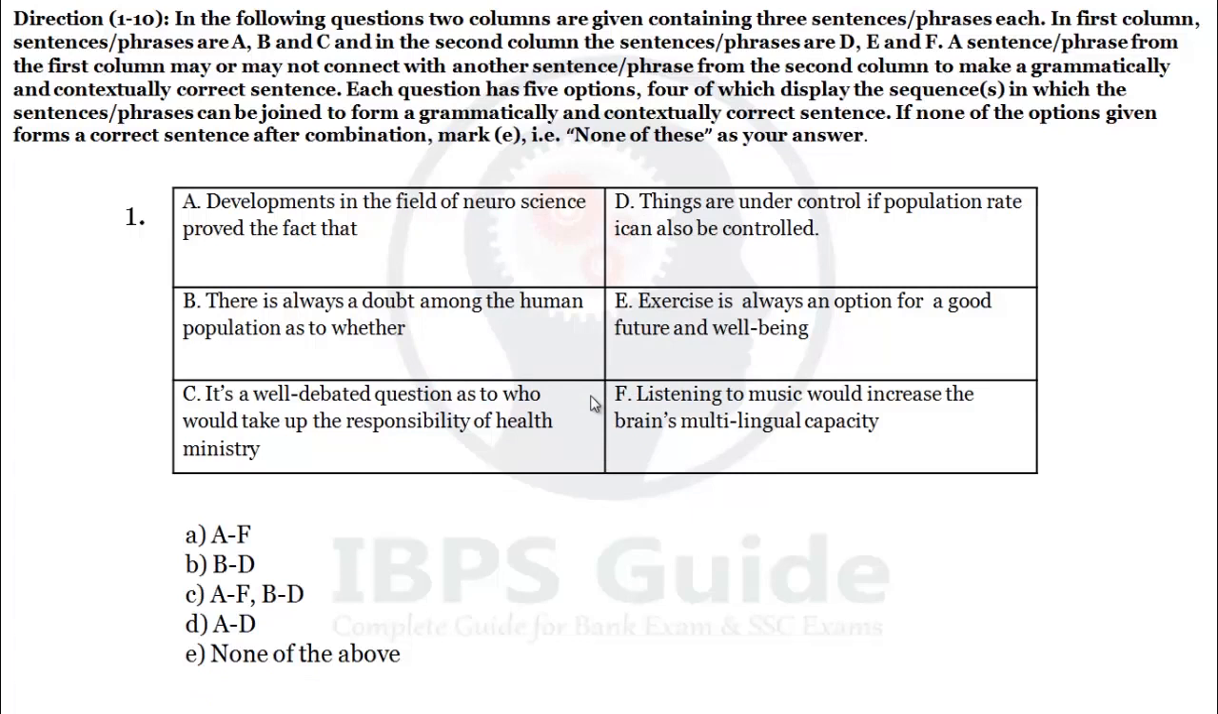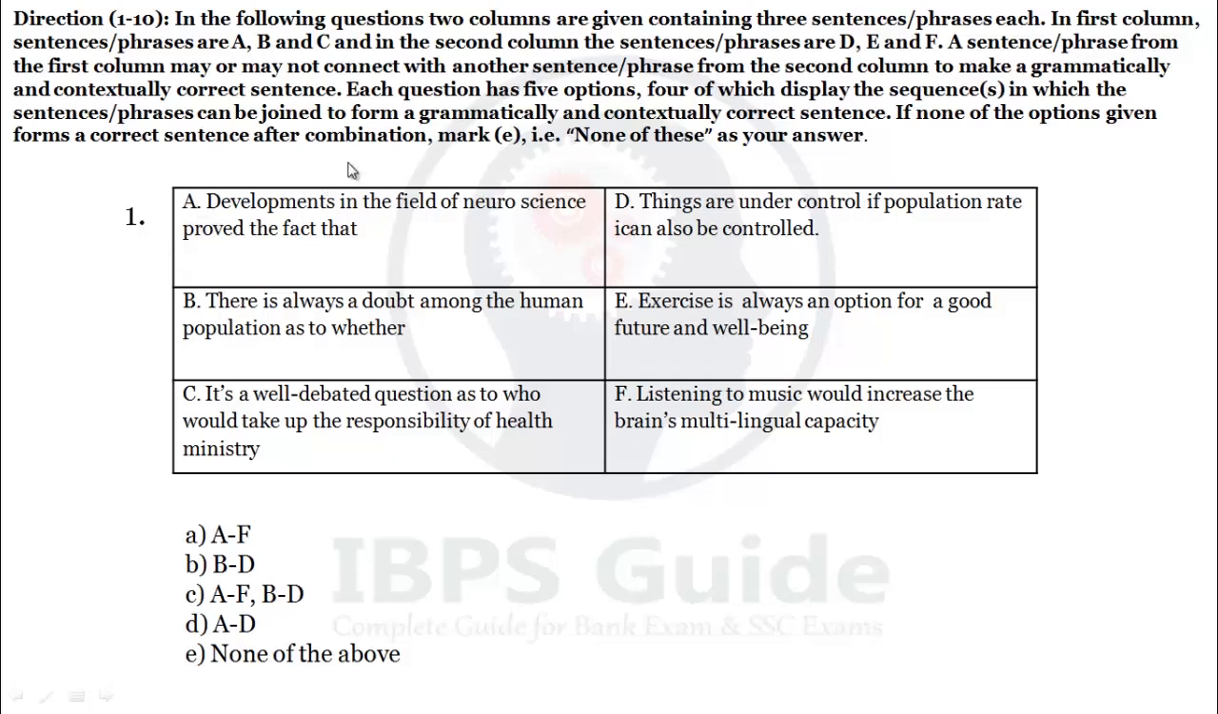Guys, we have to remember that the first column and second column should be matched, but the sentence should be grammatically and contextually correct. If there is any grammatical mistake, your answer will be wrong, and if the sentence is contextually wrong, then it is also a wrong option. So we have to join the 2 columns to form a grammatically and contextually correct sentence. And if none of the given options forms a correct sentence, then our answer will be E, that is none of the above. So let's read question number 1.